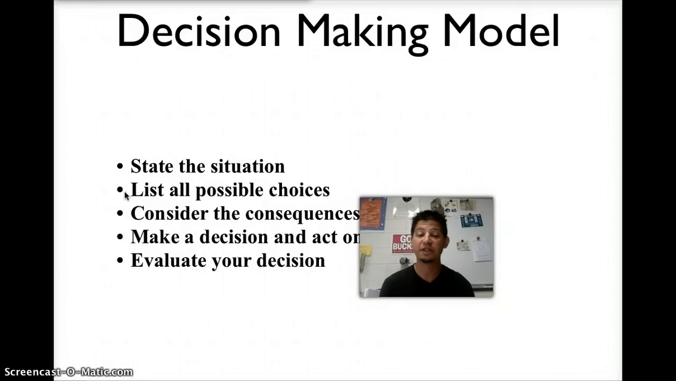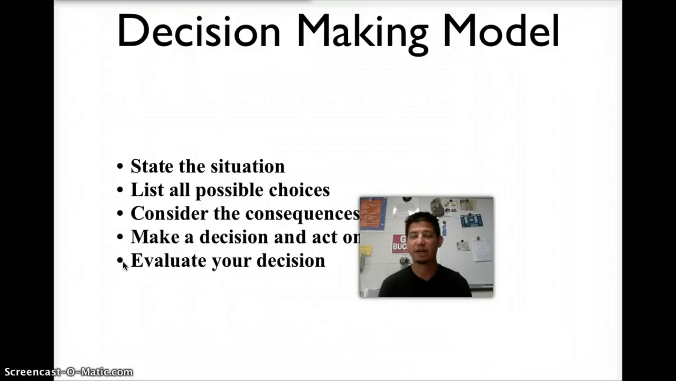After I go through all these possible choices, I need to consider the consequences. Every action has a positive consequence, something that's going to come out of it, and a negative one as well. Maybe feelings are going to be hurt. Once you do that, we make a decision and we act on it. I've decided to sit with this friend today. Alright, so after we decide, we go back and we evaluate it. Was that a good decision? Would I make that decision again?